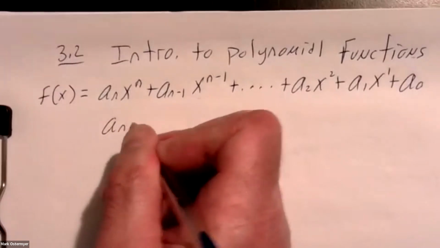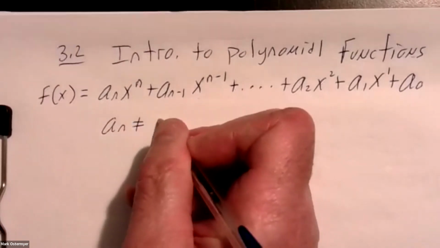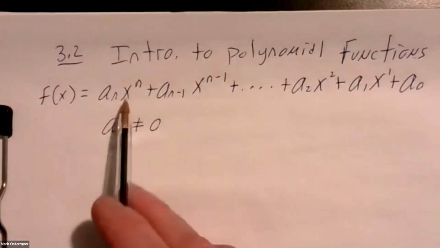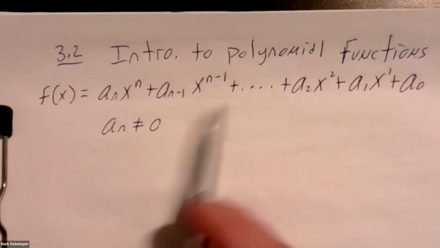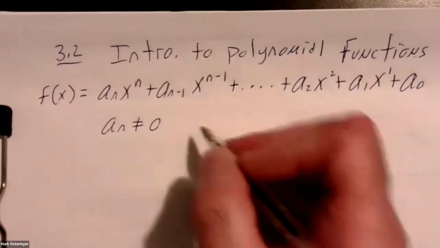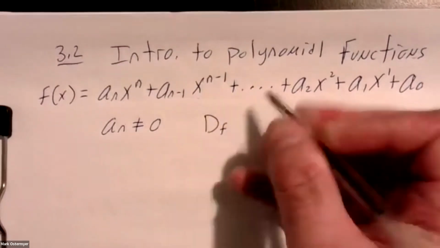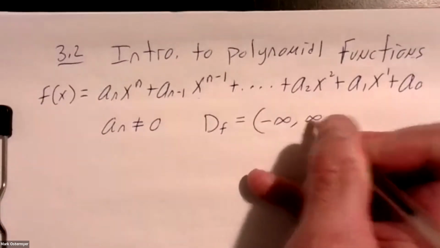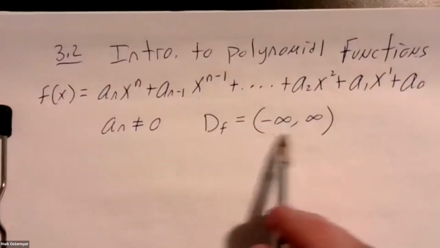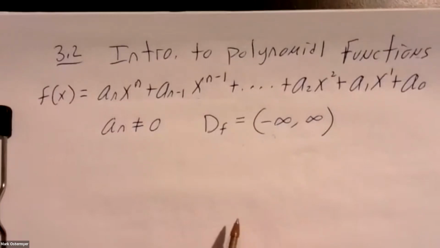And to be an nth degree polynomial function, we must therefore insist that the leading coefficient not be equal to 0. Otherwise, we're not going to have an nth degree polynomial function. At best, we would have an n-1 degree polynomial function. The domain of polynomial functions, I think I indicated earlier in class, is always the set of all real numbers. Always the case for any polynomial function.